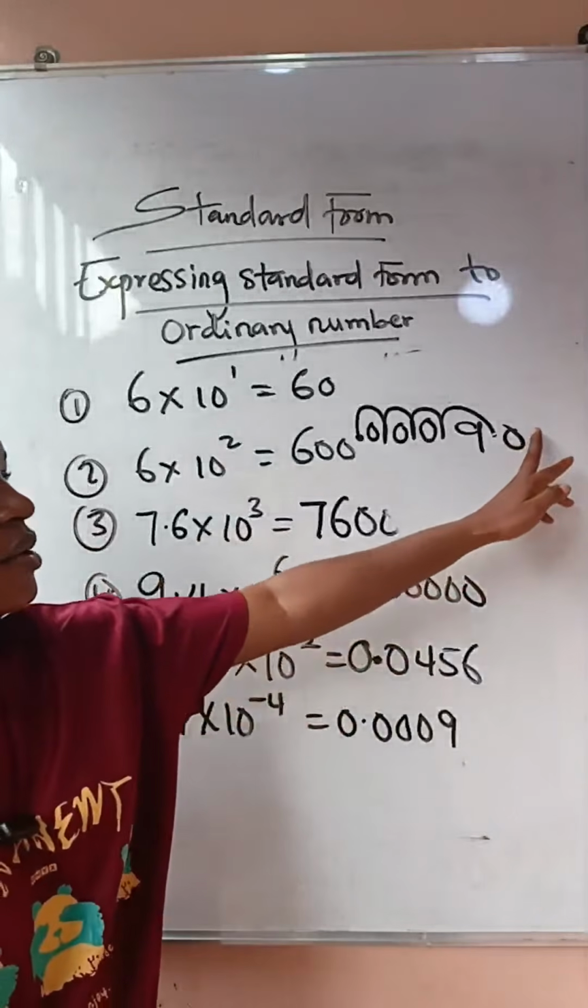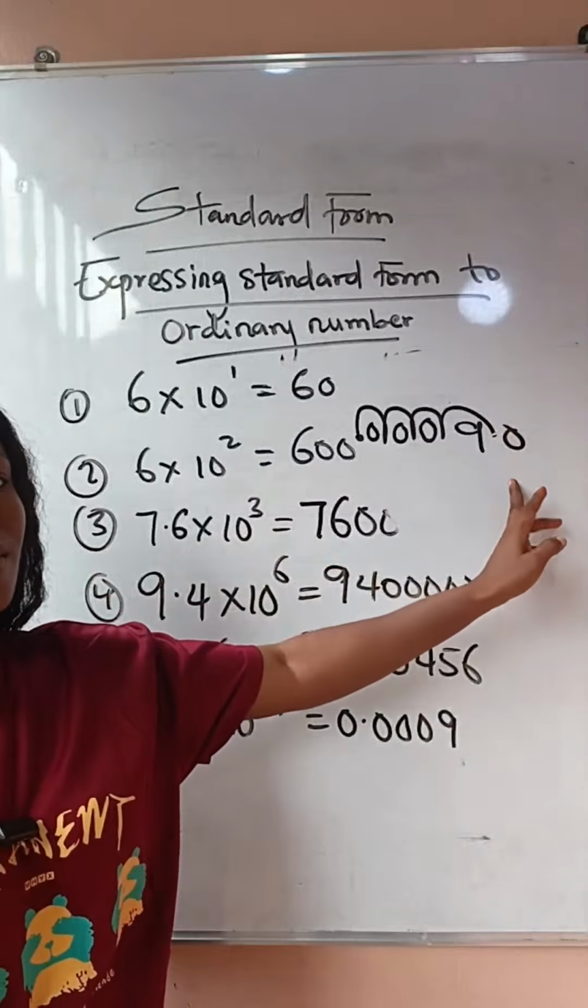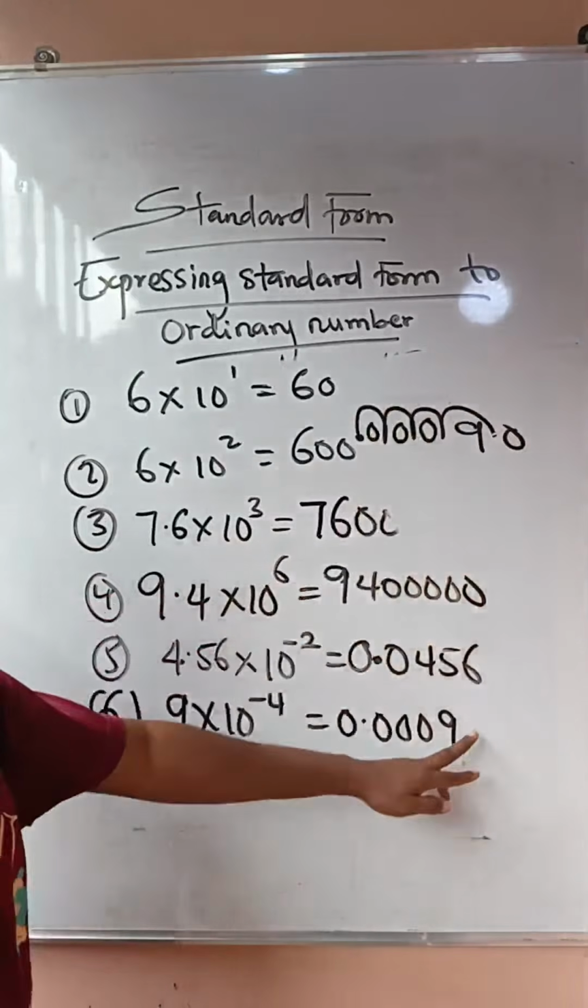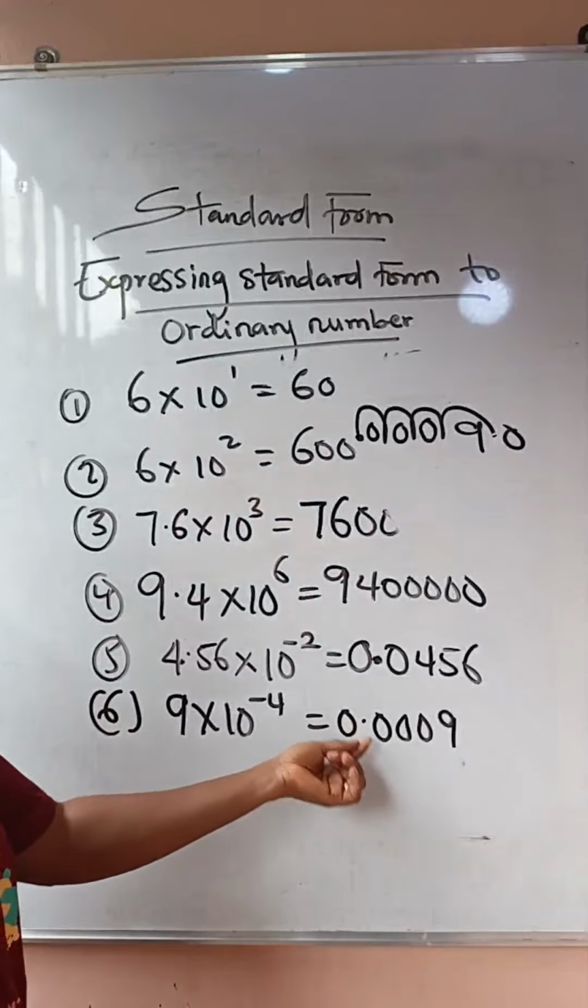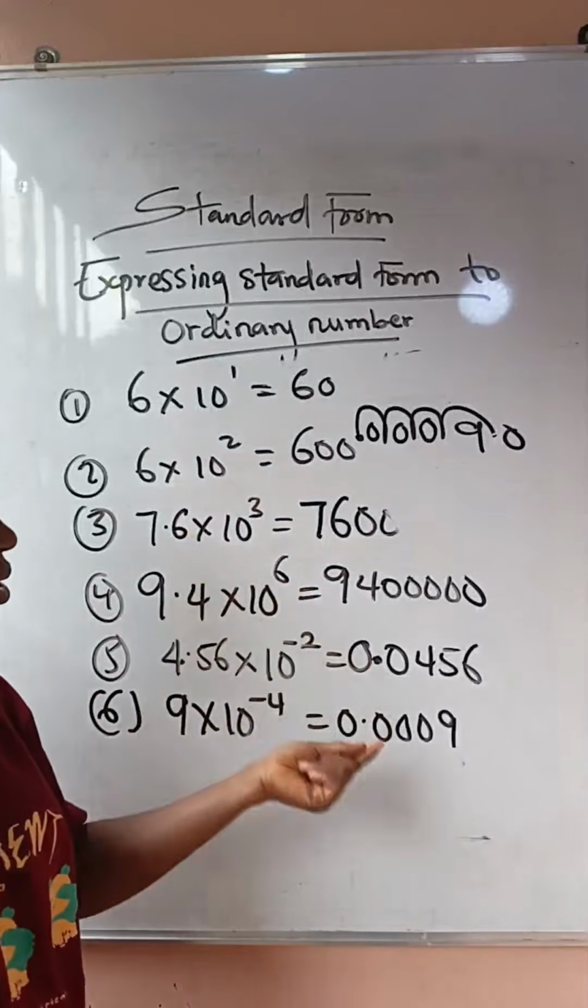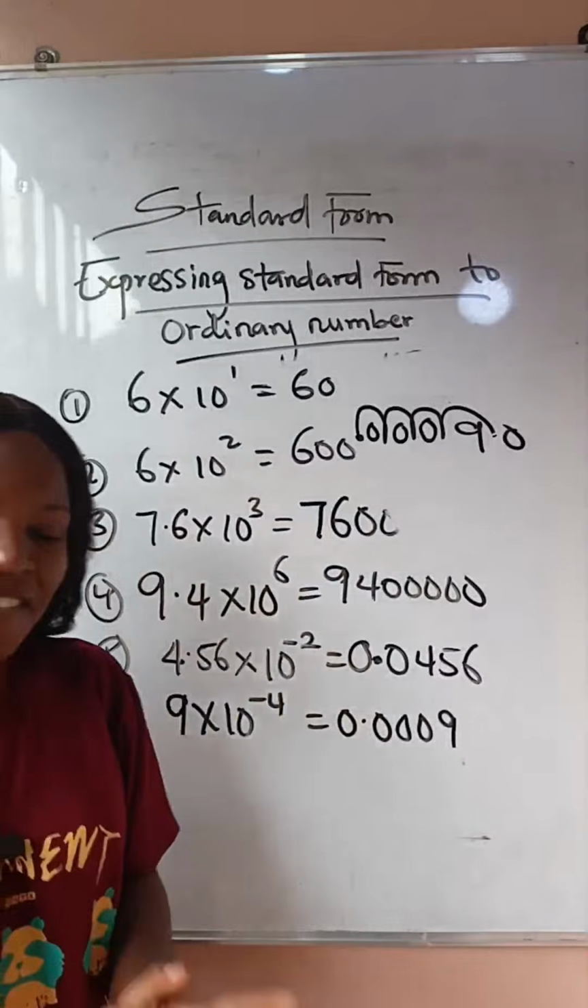You don't need this 0 here, because this is a whole number. So you don't need 0 here. It's insignificant. So now we have 0.0009. Amazing, right?